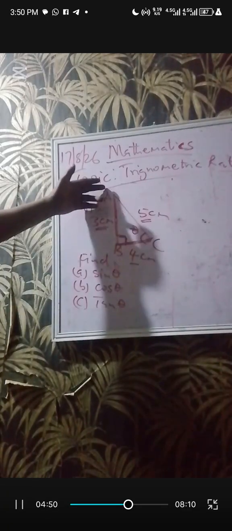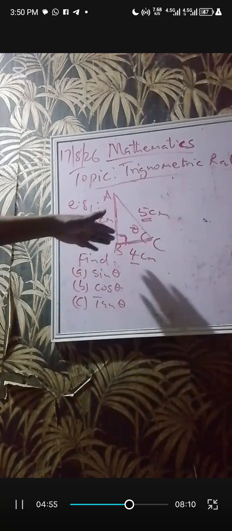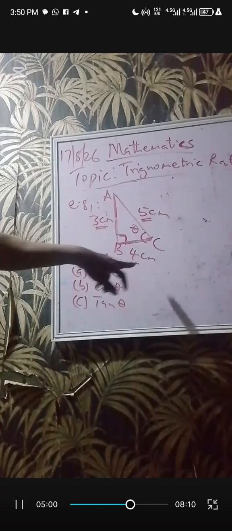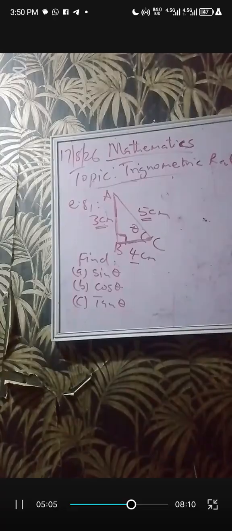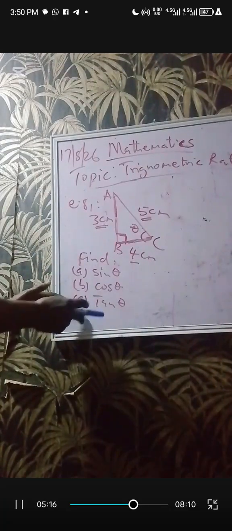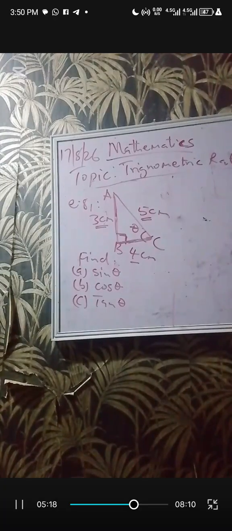Now let's look at an example. In this example, we have a right angle triangle. The sides given to us are the opposite 3 cm, adjacent 4 cm, and the hypotenuse 5 cm. In this, the three sides are given. We are to find the trig ratios: sine theta, cos theta, and tan theta. Because we have been given all the sides, it's very easy to find the ratios.